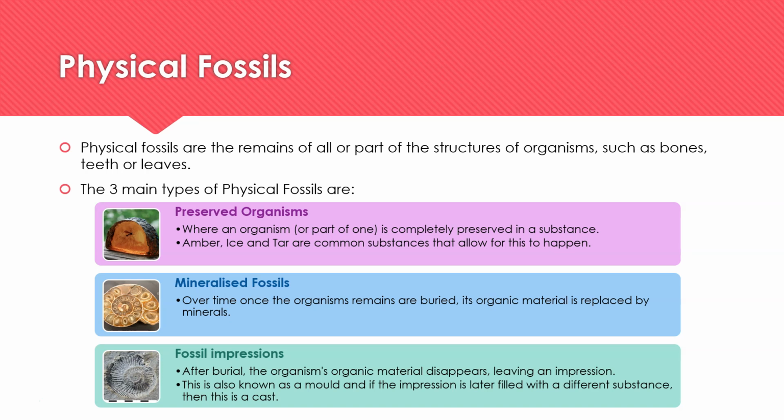Or you could have fossil impressions where it gets buried, but then all that organic material disappears after burial, and instead it leaves an impression or a cavity. It's known as a mold, and if later that impression gets filled with a different substance, then it's a mold and cast, because you've had something cast in the mold. So that's another type of physical fossil that you can have.